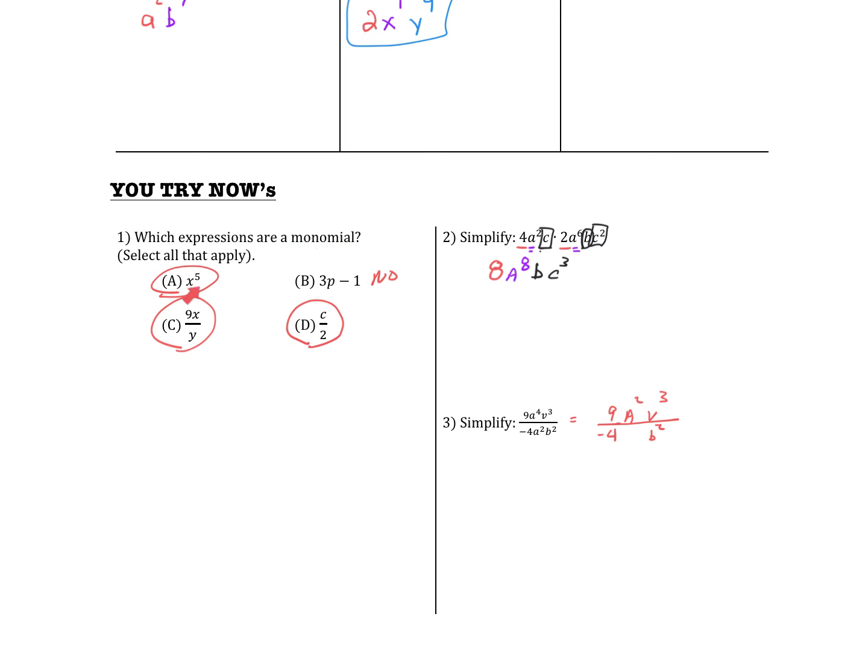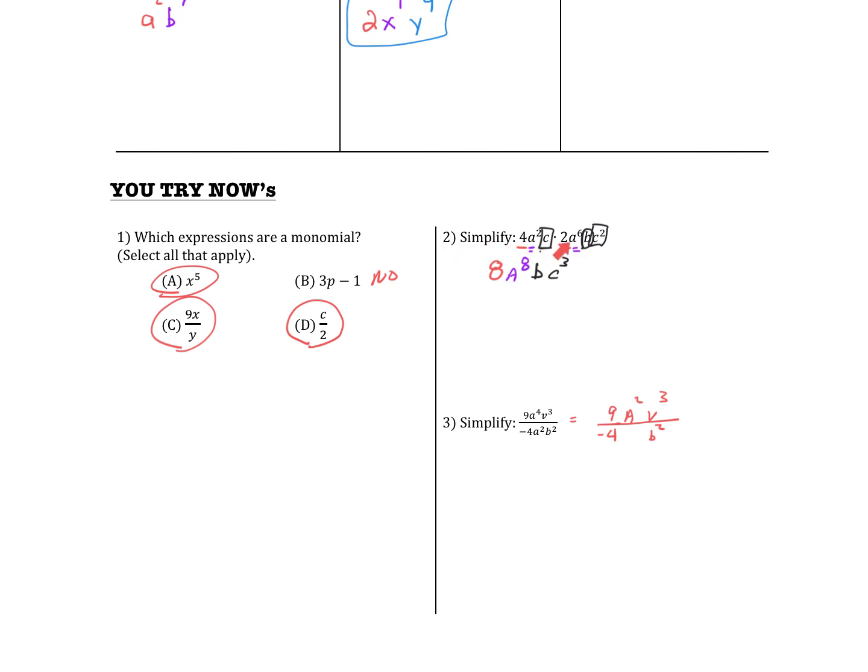All right, looking these over here. They want a monomial, so that's one term. This is one term. It has 3 parts, but it's one term. It's not separated by a plus or minus sign. Same with D. There's a minus sign, so I have 1 term, 2 terms. So 2 terms is not a monomial.